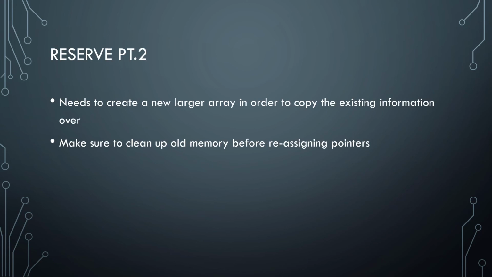After we've determined our new capacity, there's a little bit more work that needs to be done in this method. The first thing that we're going to want to do is create a new larger array to copy over all of our existing information, and we'll see this in the diagram coming up. After we have copied over all of that data, then we can go ahead and clean up that memory. So the old, smaller array can then be deleted, and then we can reassign our pointer so that it is pointing to our new valid memory, and thus our object can continue to work and grow.